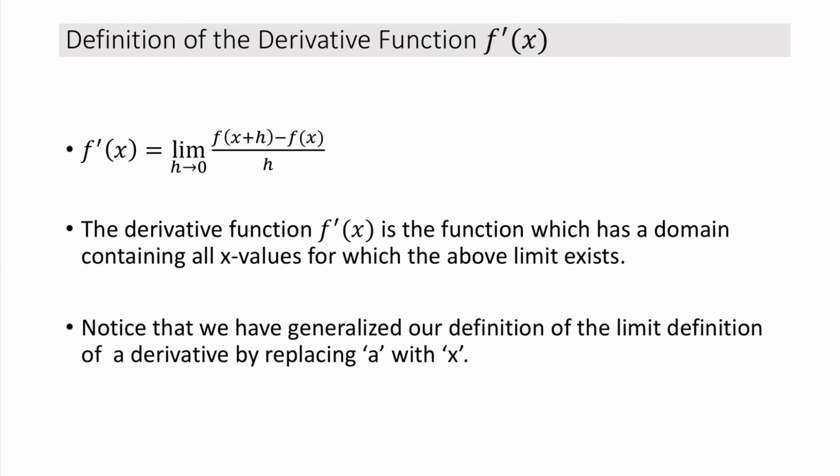So our definition of the function f prime of x is going to look like this. The derivative function f prime of x is the function which has a domain containing all x values for which this above limit exists. Notice that what's different this time is that we have generalized our definition of the limit definition of a derivative by replacing the a with x. I'm talking about this spot right here.